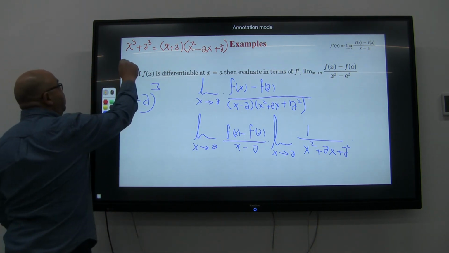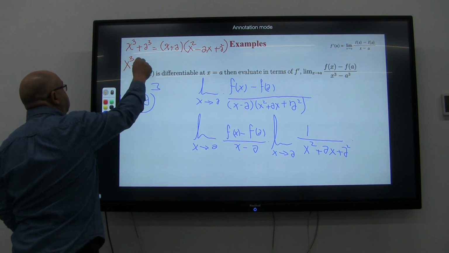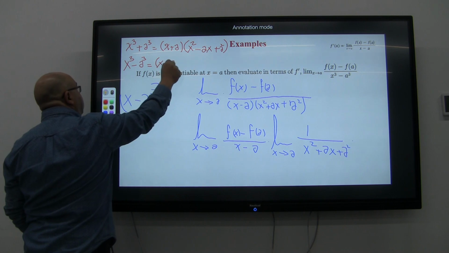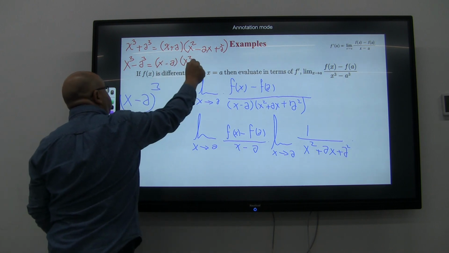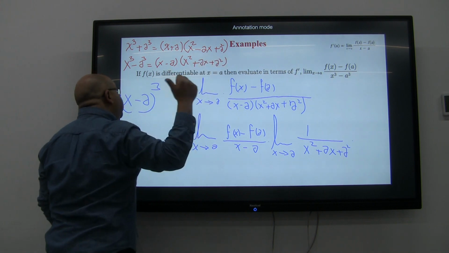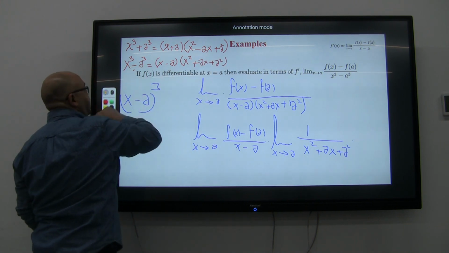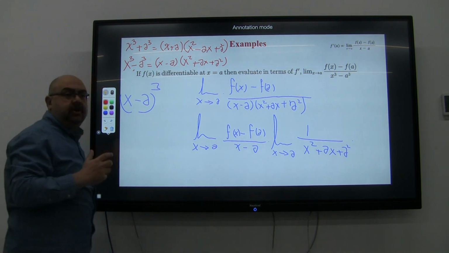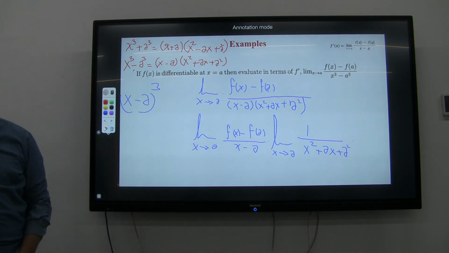If you have x cubed minus a to the power of 3, it's going to be x minus a times x squared plus ax plus a squared. Remember, if you have a negative sign, it's going to be positive, and vice versa. This is the factorization of a sum or a difference between two cubes.